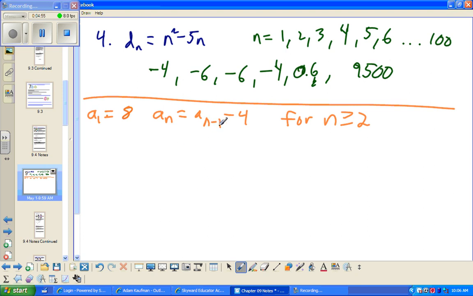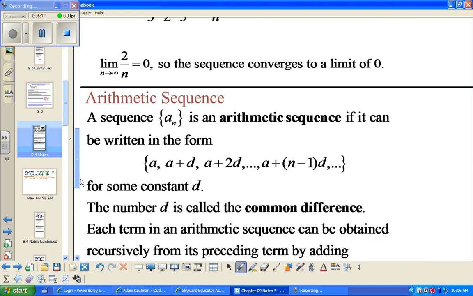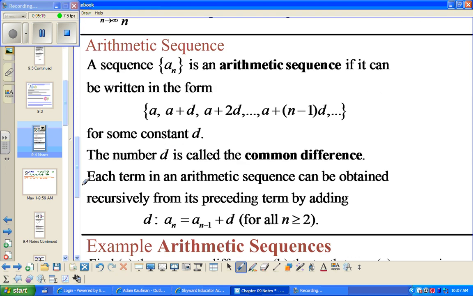Now what this a sub n minus 1 means, well, if you're looking at the a sub nth term, the a sub n minus 1th term is the term right before it. So what this is saying is, to get the next term, you take the previous term and subtract 4 from it. Since you're adding or subtracting to get the next term, that's an arithmetic sequence. Look back at your notes that you took on arithmetic sequence, and this is what you know.